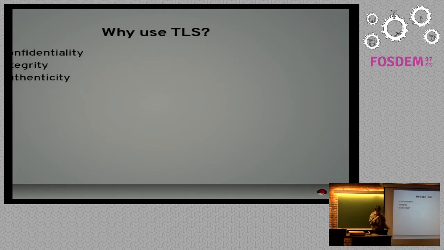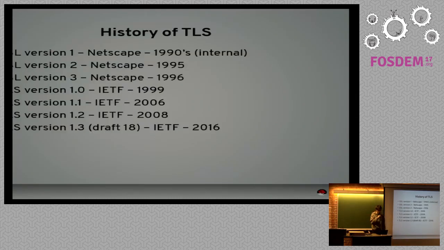So why do we use TLS? First is confidentiality, so that the contents of the communication are secret. The integrity, so we make sure that the communication is as it was sent by the other side, so it wasn't modified in transit. And authenticity, so that the data comes from the person we think it comes from, also in subsequent messages.